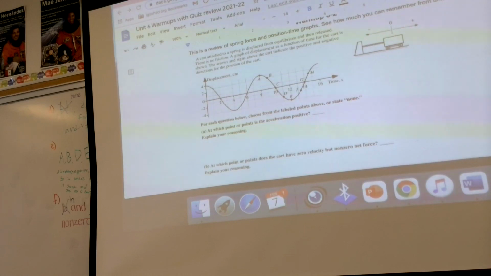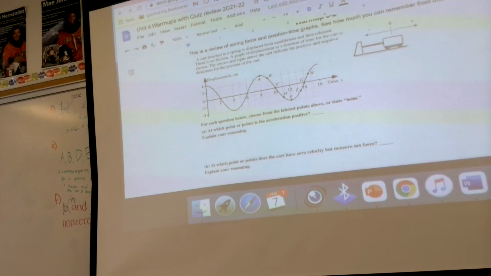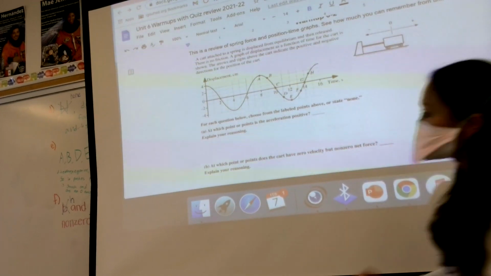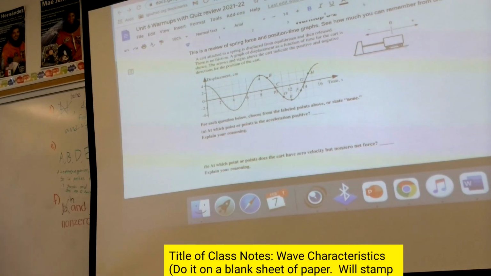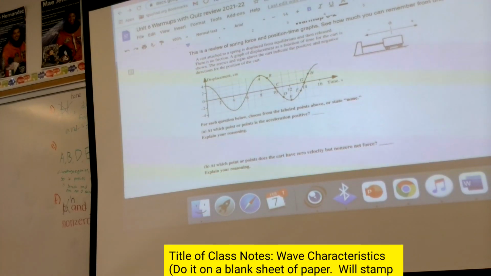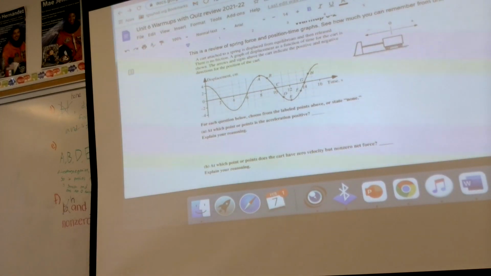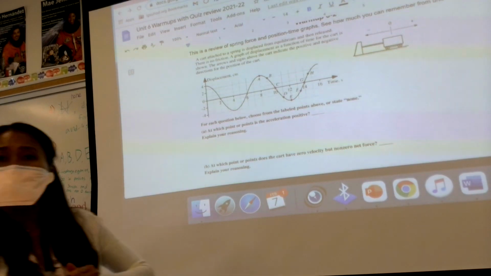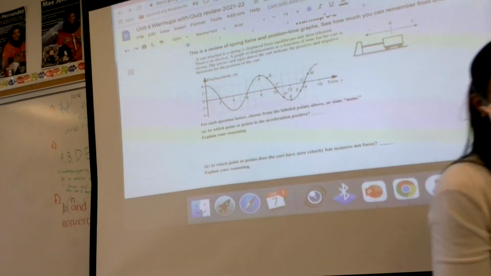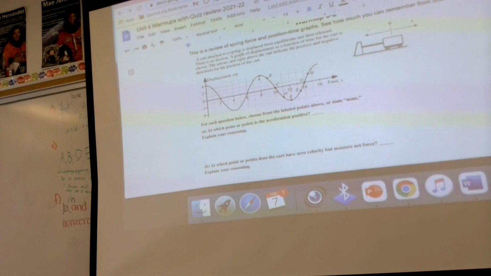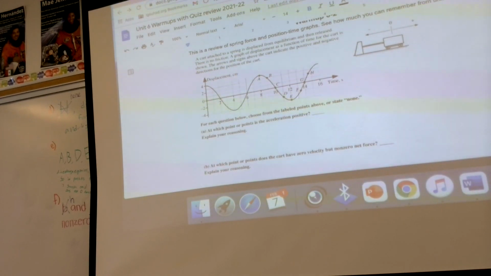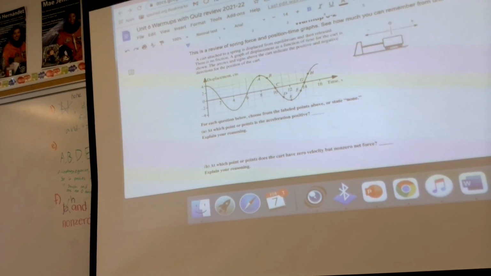Part of this lesson is reviewing the simple harmonic motion lab we had last class. I'll tell you specifically what notes to take. Title your notes wave characteristics. If you decide to take notes on everything, I am going to post these slides on Canvas. Actually, they're already there. So you can go back. If I went a little too fast, you can go back and retake those notes or finish taking those notes.